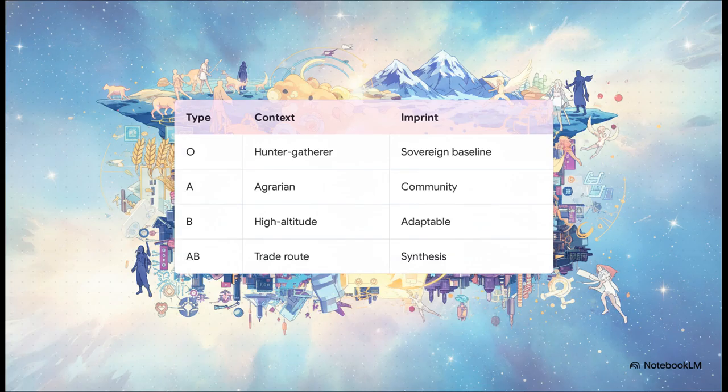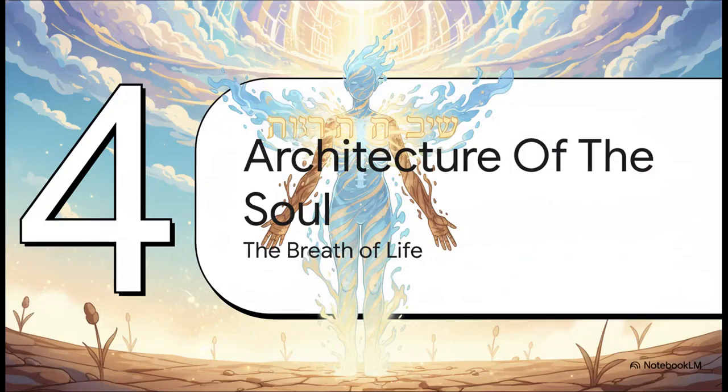And type AB, the youngest, is this complex synthesis born along global trade routes. But type O? That remains the original, shared memory of our entire species. Now, let's explore the architecture of the soul, specifically the breath of life.